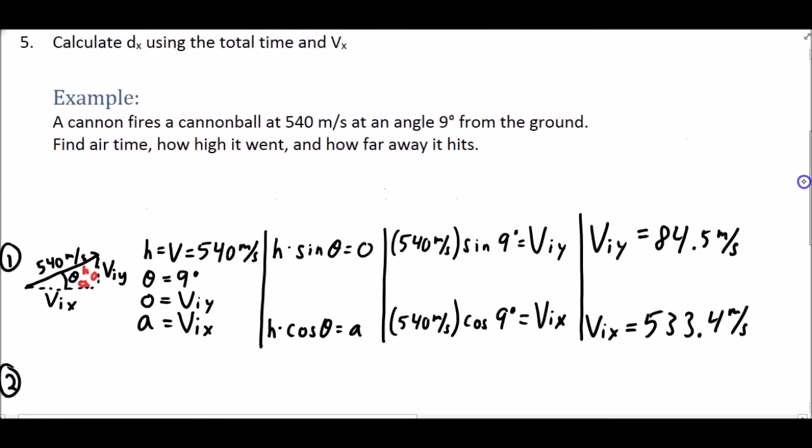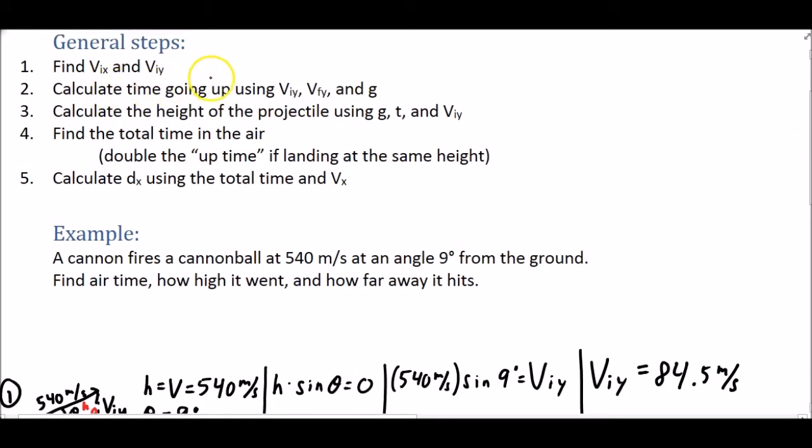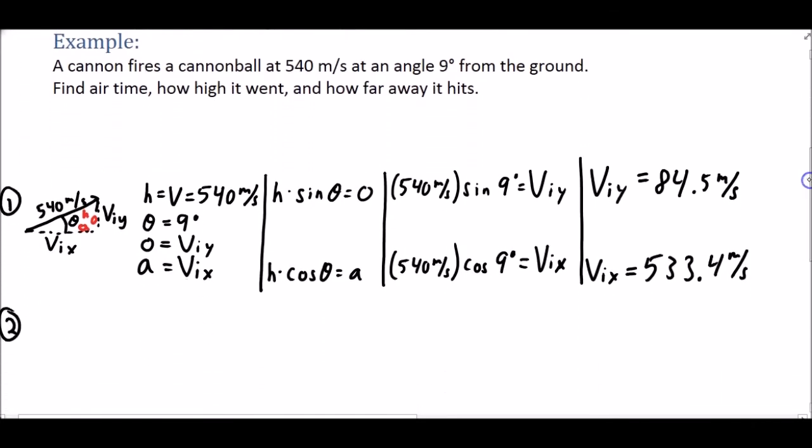Step 2, we go back and look at what we're supposed to do. Let's calculate the time going up using VIY, VFY, and G, gravity. So we're trying to find the time going upward. We know that our initial y velocity coming right out of the cannon is 84.5 meters per second. Why do we have to use the y? Because that is what's going to determine how long this thing is in the air.